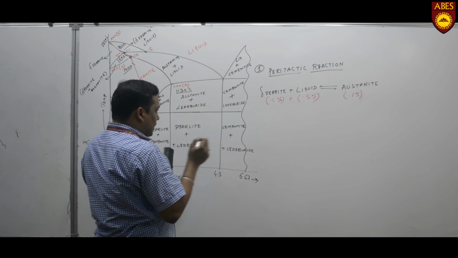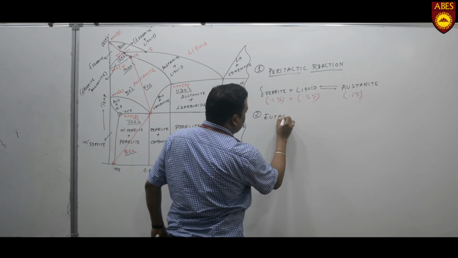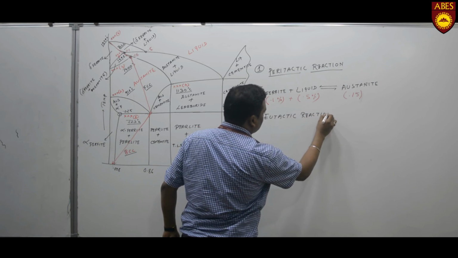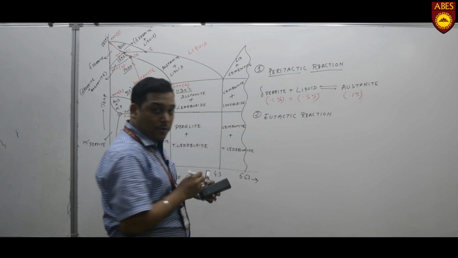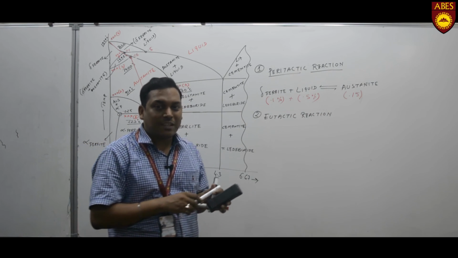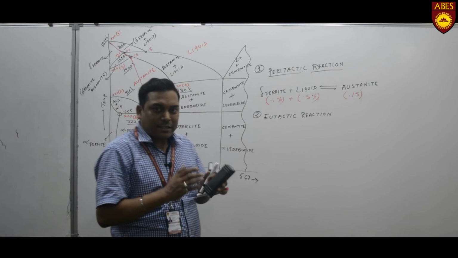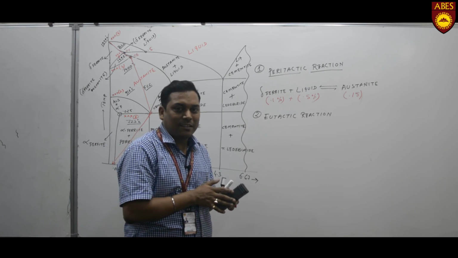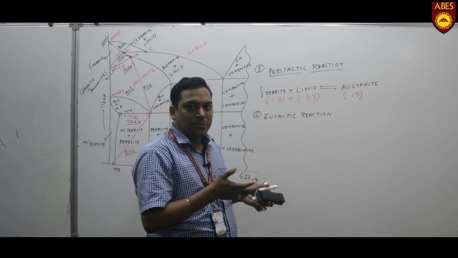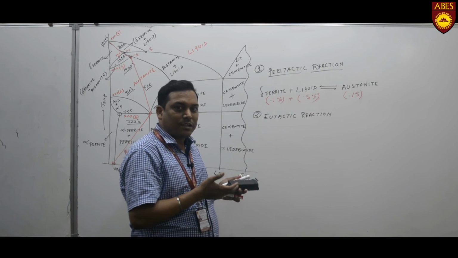The next one is the eutectic reaction. This is a very important reaction, through which the main transformation occurs in the austenite section. So what is the eutectic reaction? Basically the liquid is transformed into two phases: number 1 is austenite and number 2 is cementite.